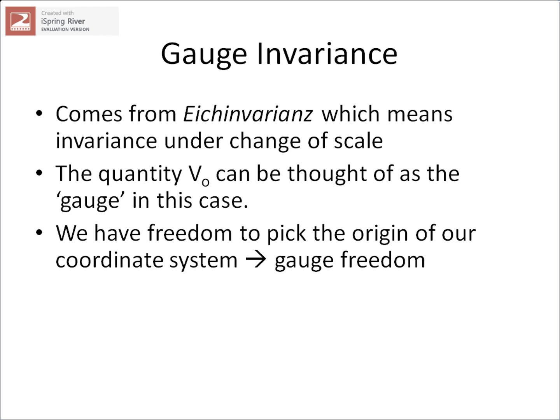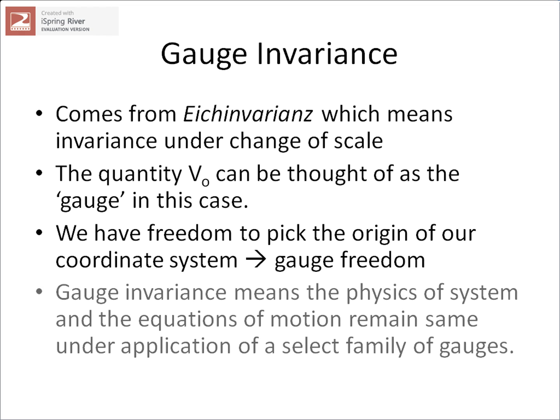The type of gauge changes based on the context that you're dealing with, and we see different gauges in the context of electromagnetism, general relativity, and field theory. If a system is invariant under a particular type of gauge transformation, it means that the physics of the system doesn't change under that transformation, and the equations of motion remain the same.